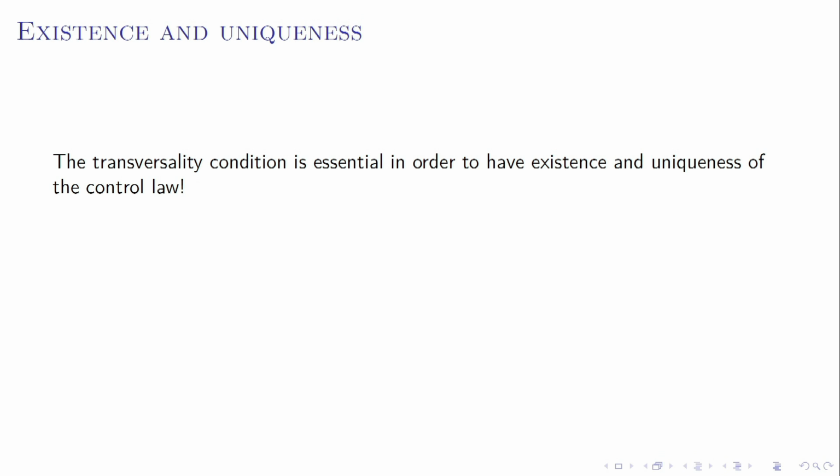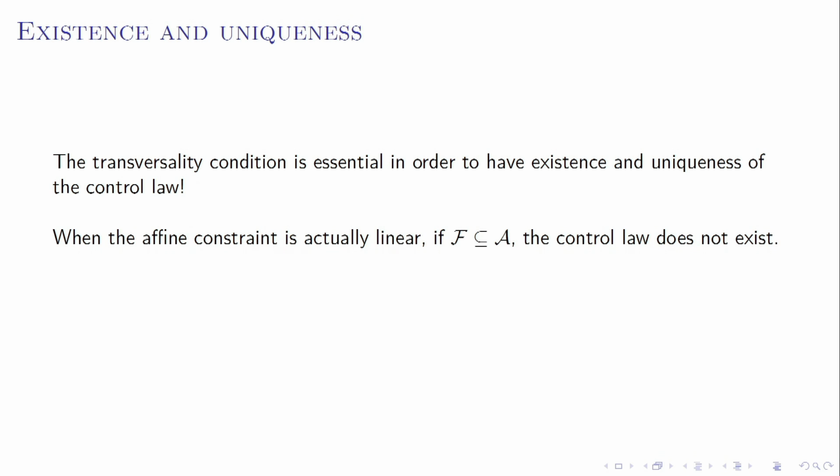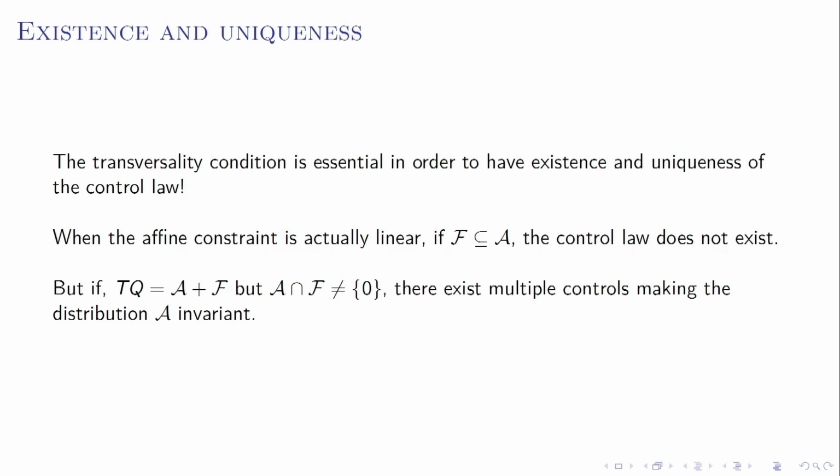This transversality condition was also proved by counterexample to be essential. We found examples, not generally affine, in the linear case, where our affine distribution is actually a linear distribution, in which the transversality condition is not met. In the first example, the input distribution is contained inside the linear distribution. In that case, the control law does not exist, so the virtual constraint is not actually a virtual constraint. In the other case, the two distributions generate the entire tangent bundle, but their intersection is not zero. Then there exist multiple controls making the distribution invariant.